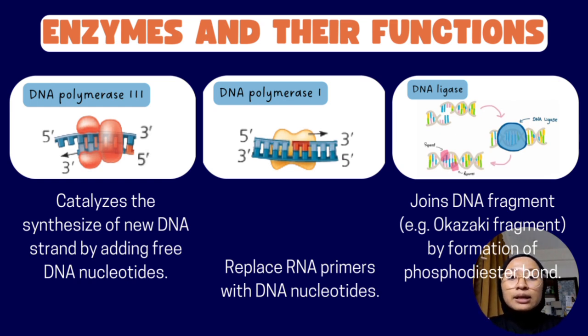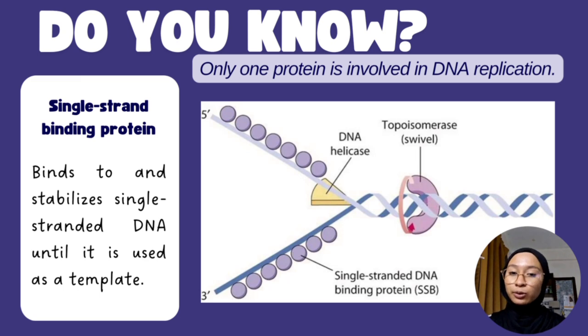And then, DNA polymerase I. DNA polymerase I functions to replace RNA primers with DNA nucleotides. And then we have DNA ligase. It joins DNA fragments, for example Okazaki fragments, by formation of phosphodiester bonds. Do you guys know? In DNA replication, only one protein is involved. It is single strand binding protein, also known as SSB protein.